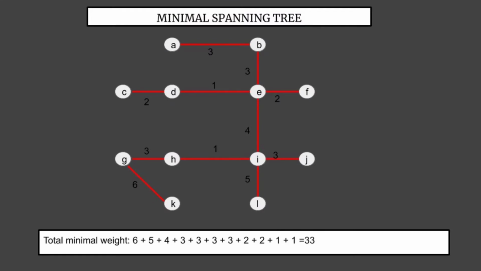We have successfully obtained the minimal spanning tree of the given graph. We can also calculate the weight of this minimal spanning tree by adding the weight of the edges. As you can see, the total weight of this MST is 33.